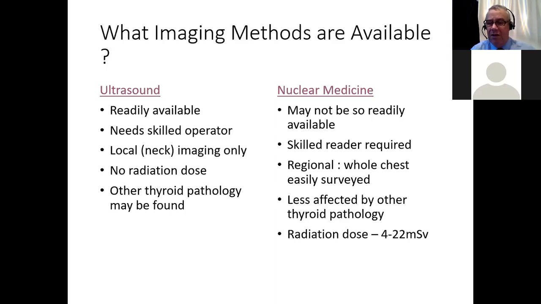Nuclear medicine, possibly not so readily available. You do need to have a skilled reader, but we do scan really from the chin down to the chest, so we can pick up ectopics. And we're not so bothered by other thyroid pathologies. And depending on how you do it and what tracer you use, the radiation dose is between 4 and 24 millisieverts. But most people now are doing just MIBI, which is about 4 millisieverts.